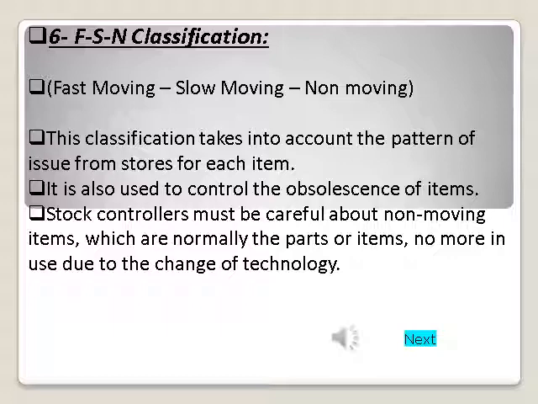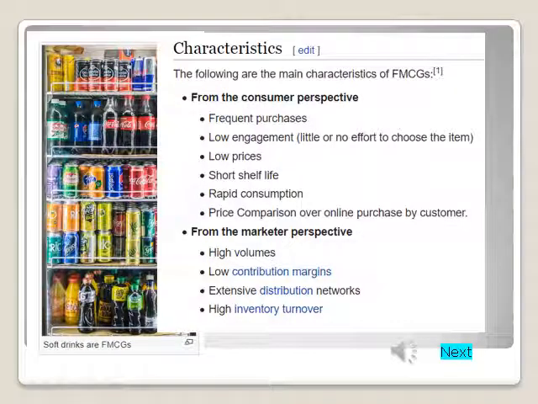This classification takes into account the pattern of issue from stores for each item. It is also used to control the obsolescence of an item. Stock controllers must be careful about non-moving items, which are normally the parts or items no more in use due to the change of technology. These are examples of FSN items, or actually these would be the FMCG, the fast moving consumer goods.